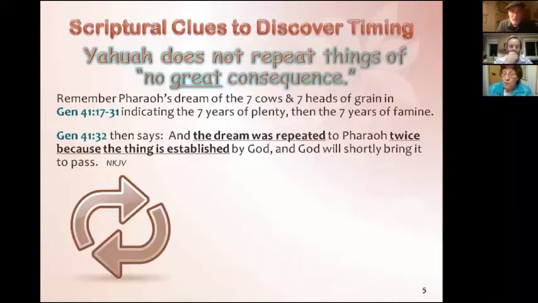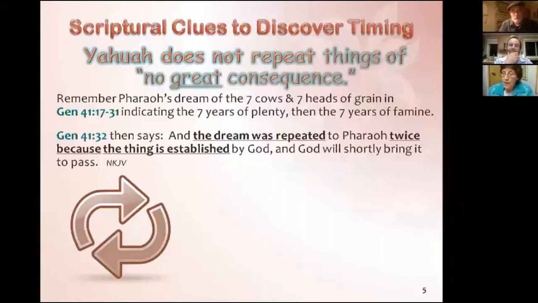It's in Genesis 41:32. I would mark this in your Bible, because I need to mark it to find it. This is where this hermeneutic principle is found. The dream was repeated to Pharaoh twice because the thing is established by Yahweh, and Yahweh will shortly bring it to pass. So you will find other places in the scriptures where things are being repeated twice. That means they're important, and to listen up.